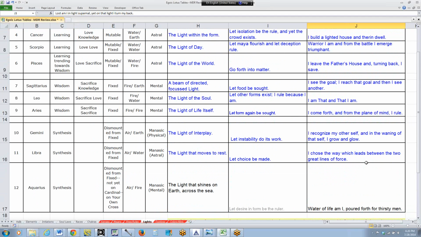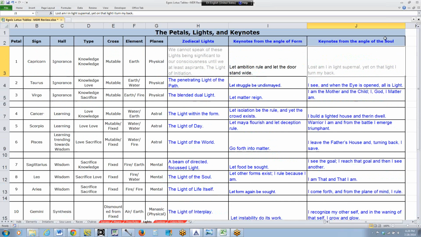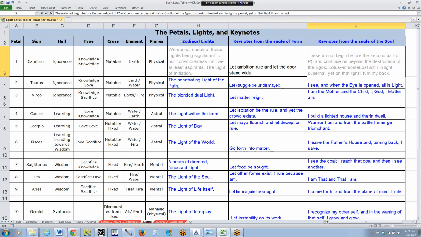So you see why it cannot possibly be simply assigned, these spiritual mantrams cannot simply start to be assigned at petal 1 simply because they may be ruled by a particular sign. They don't belong at petal 1. They don't begin until the latter part of petal number 5. And I think I have to say so up at the top. These do not begin before the second part of petal 5 and continue on beyond the destruction of the egoic lotus in some cases.